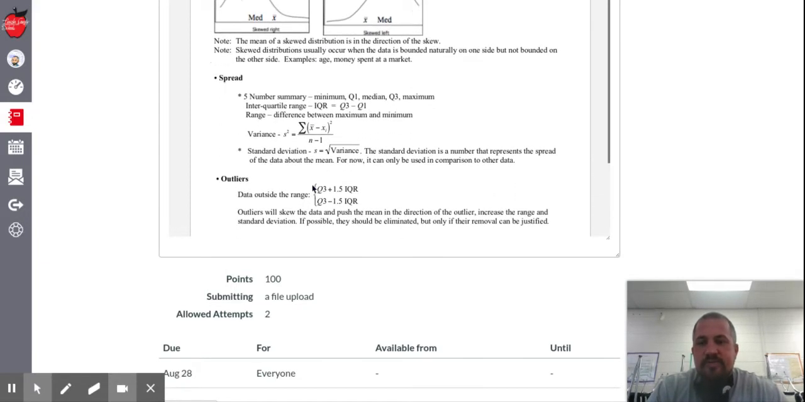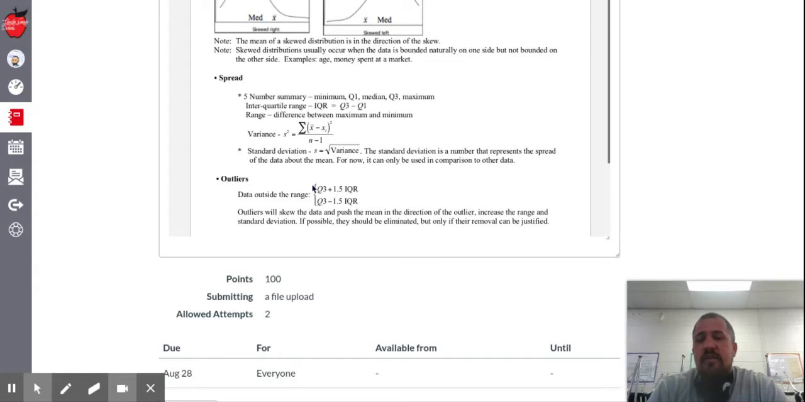So spread. The 5-number summary we talked about is part of your spread. That's how you make a box plot. Your interquartile range, also referred to as the IQR, is Q3 minus Q1. Your total range is the maximum minus the minimum. You have a formula for variance, and remember we did that by hand when we were finding the standard deviation, but your calculator will find the standard deviation, which is the square root of the variance.